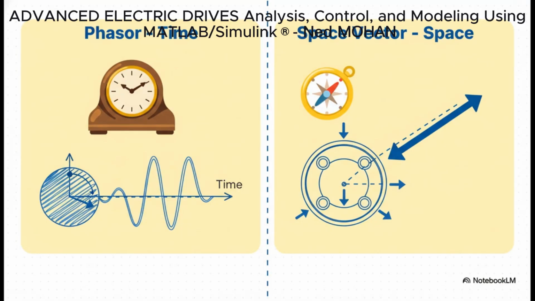Let's break it down. A phasor, which you all know and love, represents a single quantity that's varying in time. It's a great tool for steady-state analysis, right? But a space vector is totally different. It represents the combined spatial distribution of three quantities at one single instant. Its length is the magnitude of the field right now, and its angle is its physical direction in the machine right now. So phasors are about time, space vectors are about space. Phasors are for steady state, space vectors are built from the ground up for dynamic analysis.